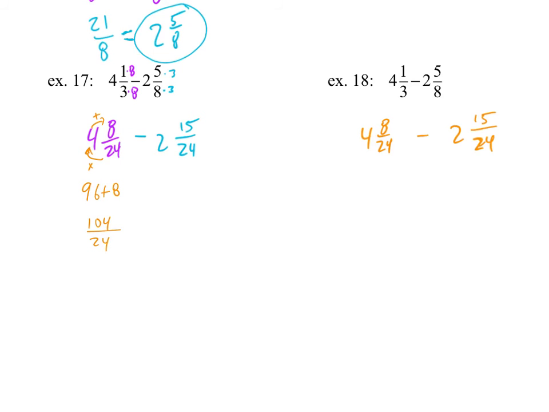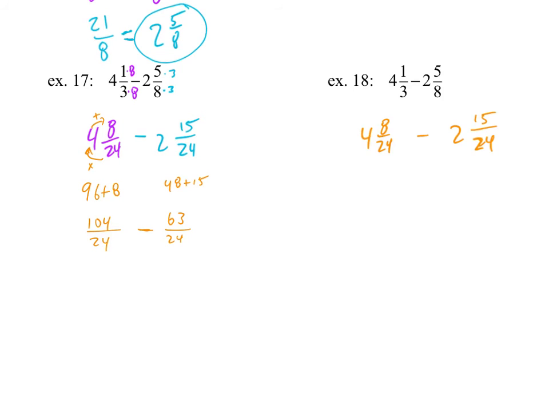This one, 24 times 2 is 48. 48 plus 15 gives me 63 over 24. I was confused because I thought your answer was 2 and 15 is 24. Oh no, that's what I'm subtracting. Oh. All right, we back on track now? Makes sense now.